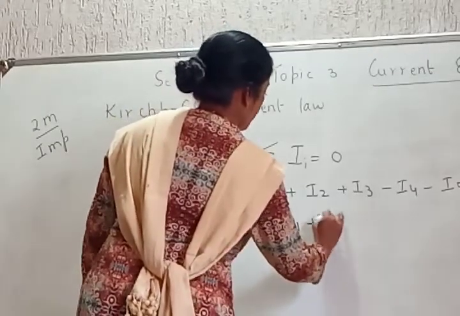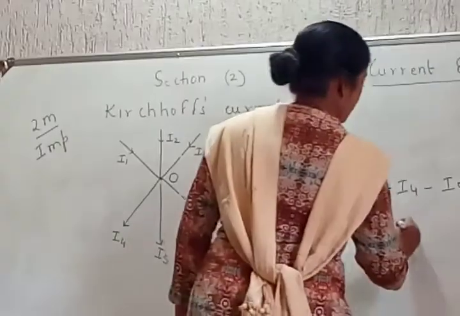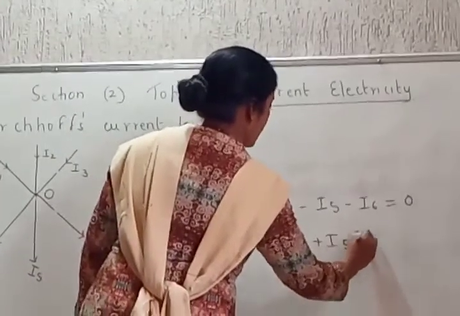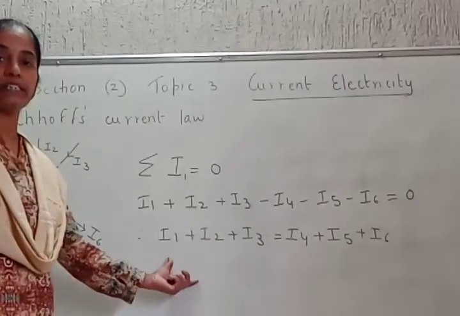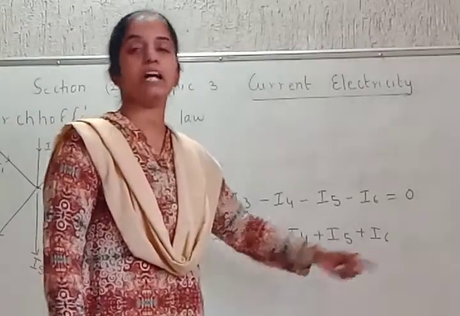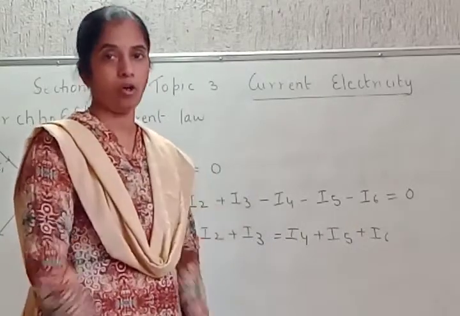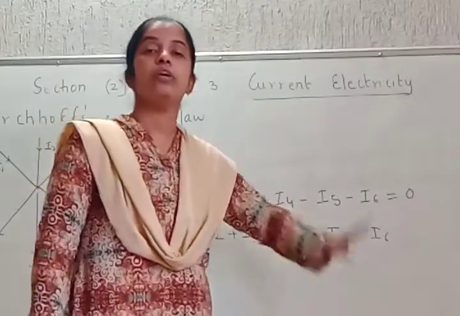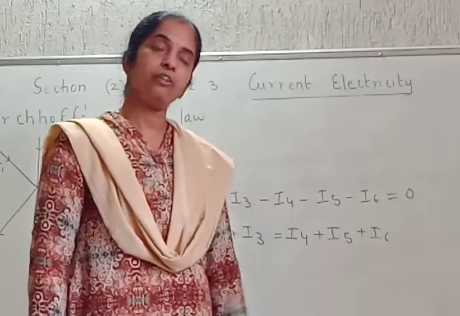I1 plus I2 plus I3, push that to the other side, is equal to I4 plus I5 plus I6. Means whatever sum of the currents are flowing towards the junction is equal to the sum of the currents flowing away from the junction. What is this? This is your Kirchhoff's current law. Okay? Sum of incoming currents is equal to the sum of outgoing currents. Ends the job. Clear? For today I will stop.